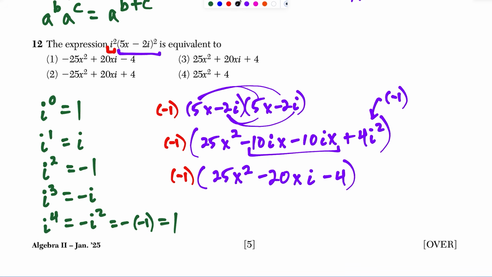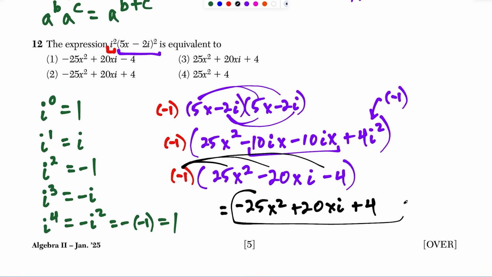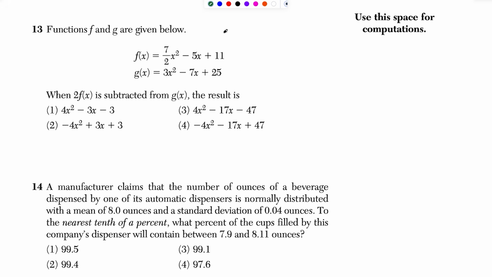And now I could distribute the negative 1 in front. So I go minus 1 times this is going to give us minus 25x squared. And then minus 1 times this gives us plus 20xi. And then multiplying by negative 1 again gives us a plus 4 at the end. Okay, so this is what we're looking for in the answer choices. And let's see, these two are out. And if we look, it's going to match up here with choice 2. There's our answer.